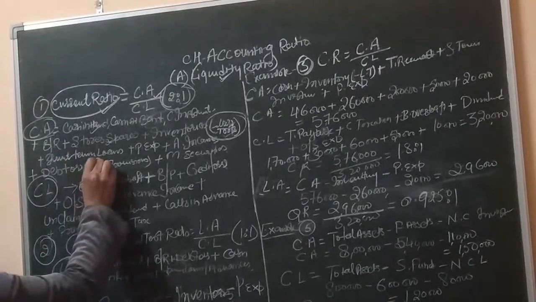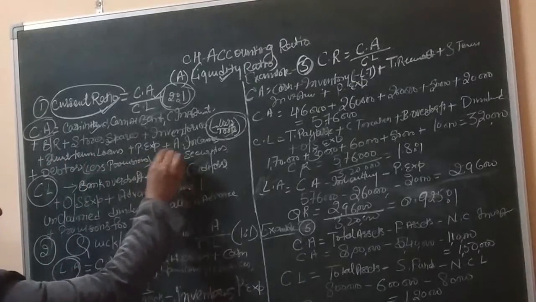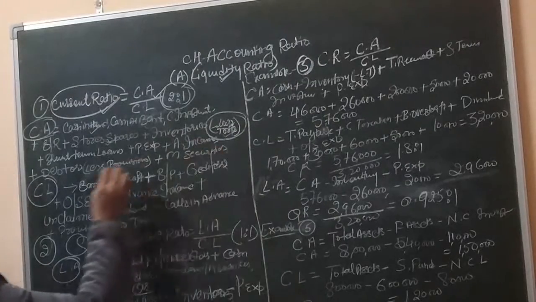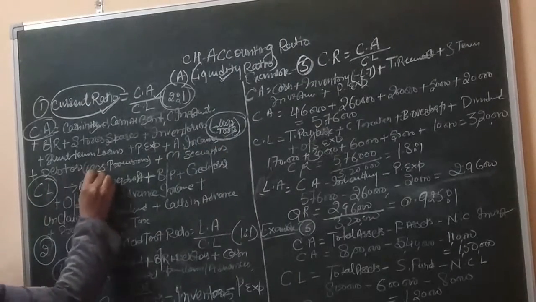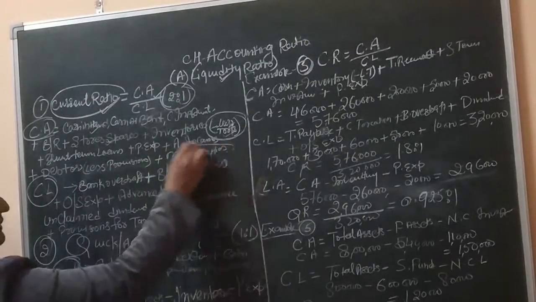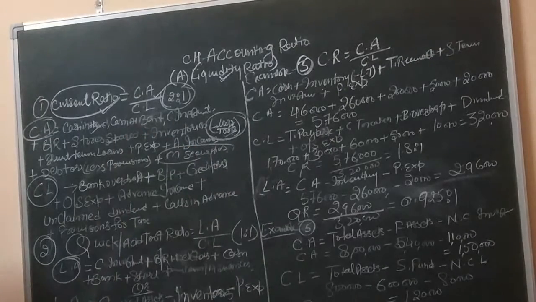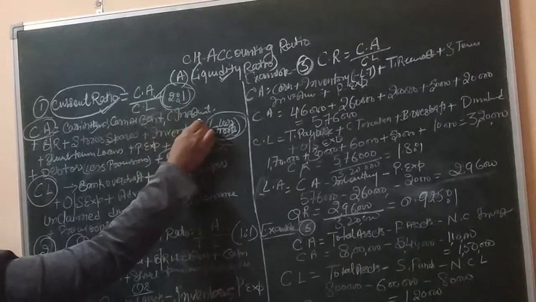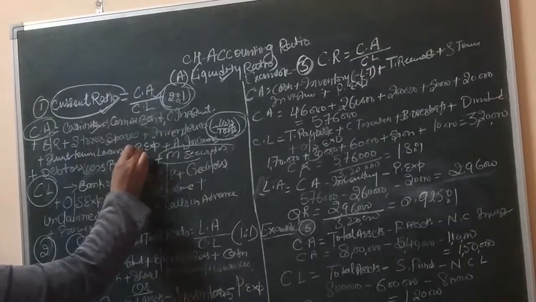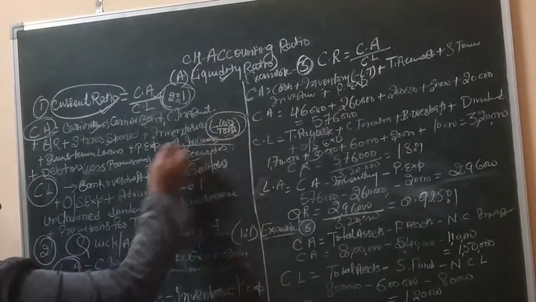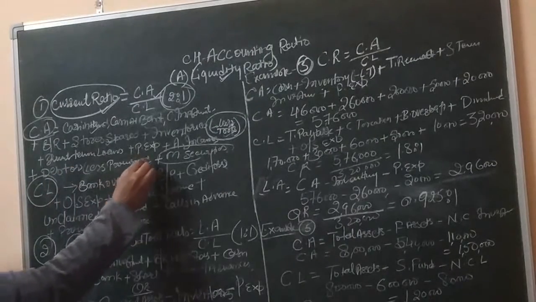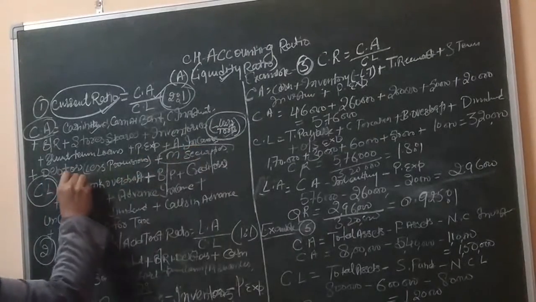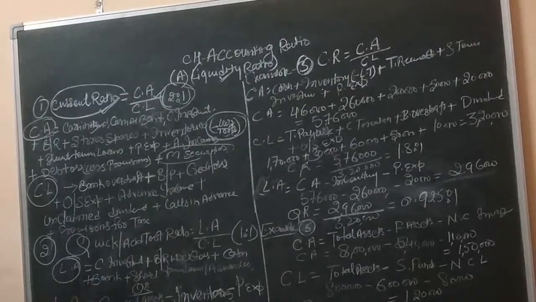Plus short term loans and advances plus prepaid expenses plus accrued income plus debtors less provision plus marketable security, and the short term investment is the same thing. So current assets equal cash in hand, cash at bank, current investment, BR, stores and spares, inventory excluding loose tools, short term loan, prepaid expenses, accrued income, debtors and marketable security.